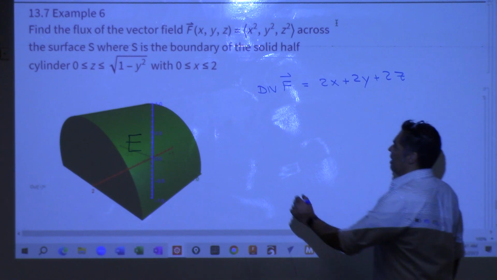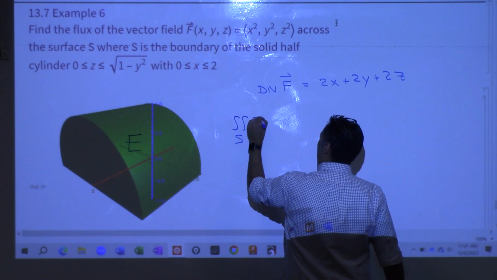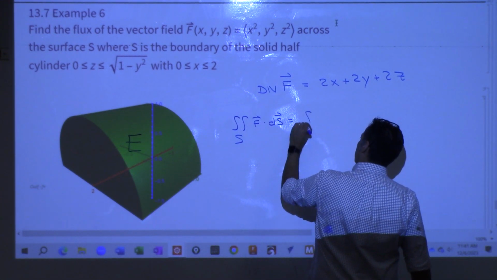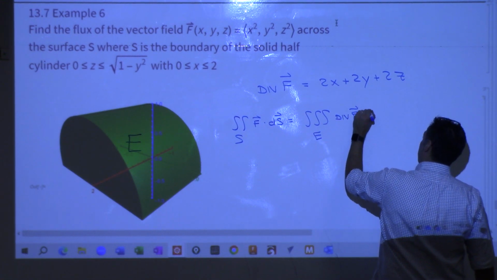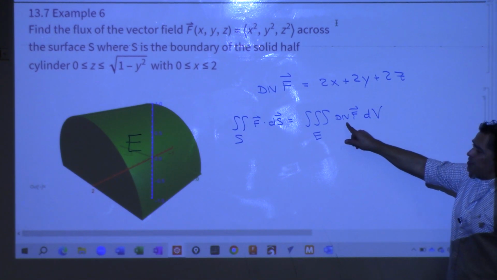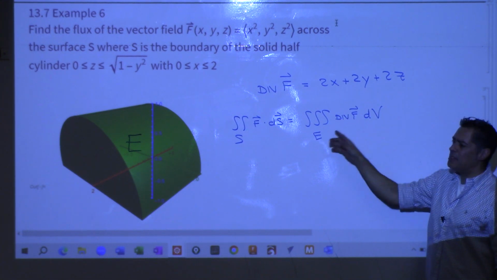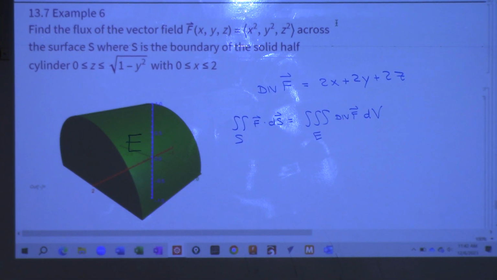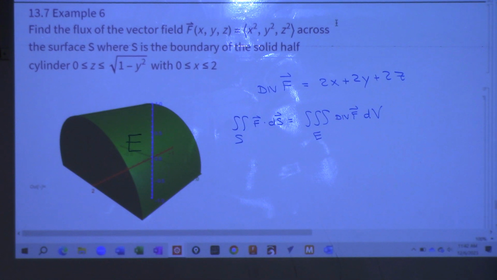So what I know is that the flux through all 4 surfaces together of f dot dS is the same as the triple integral over E of the div of f dV, right? The div of f is a scalar function, and with respect to V, this is the good old-fashioned triple integral. No vector fields in here. Everything is scalar now.